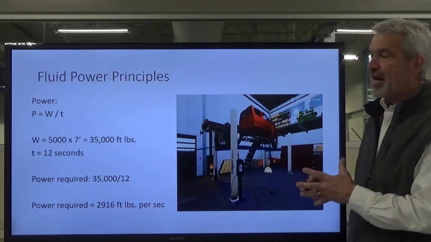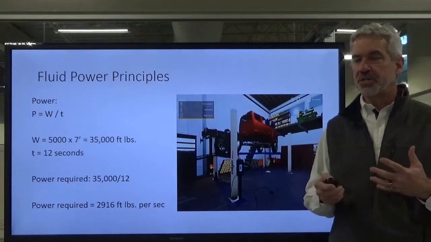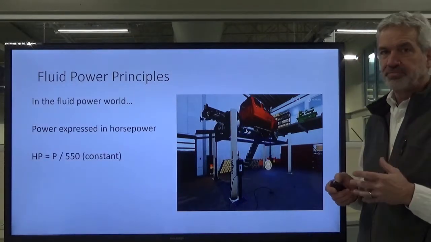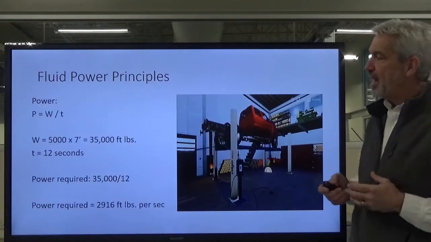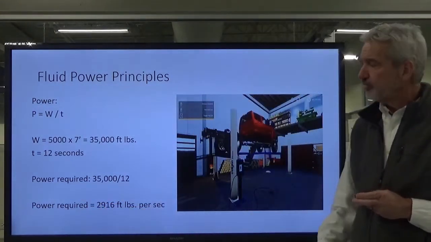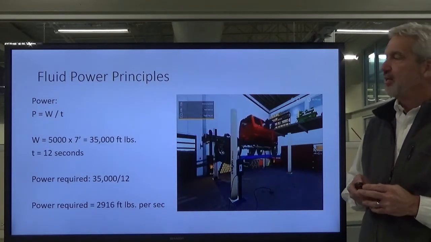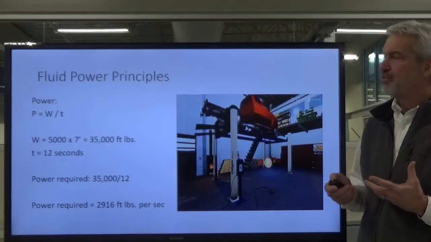So that is our power, but we have to express power in a unit of measure, and we do that through horsepower, okay? So we know our power because we just figured that out. There's our number right there. So we have 2,916 foot-pounds per second. Okay, that's not the number we want to use in fluid power world.